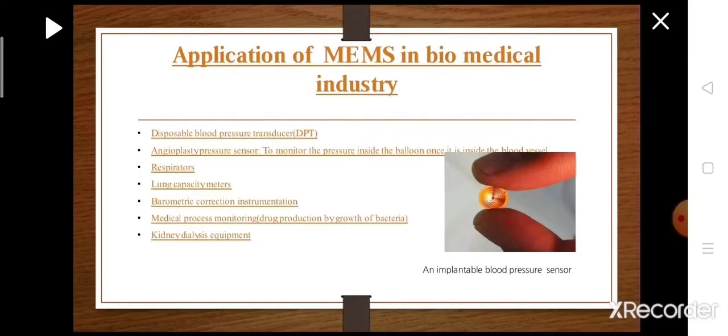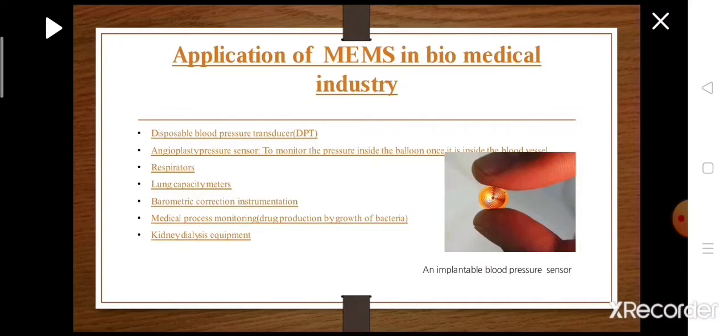The application of MEMS in the biomedical industry. So these are the applications of MEMS in the biomedical industry. The disposable blood pressure transducer, and the angioplasty pressure sensor, that means to monitor the pressure inside the balloon once it is inside the blood vessel. The third one is respirators, and the fourth one is lung capacity meters, barometric correction instrumentation, medical process monitoring, and kidney dialysis equipment.